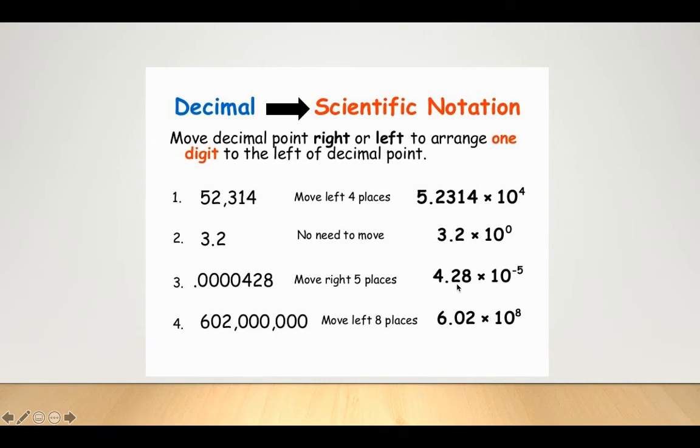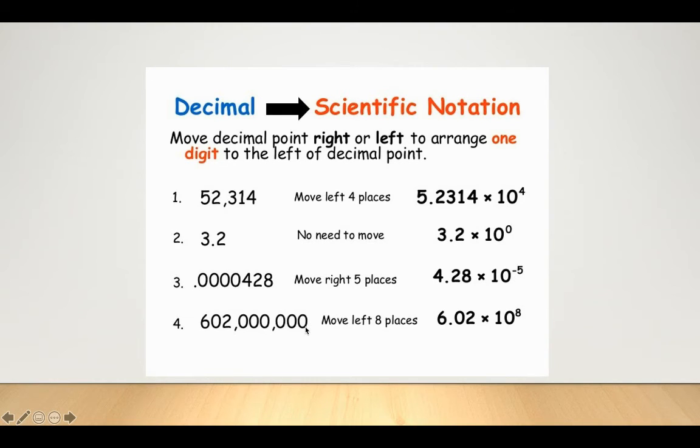This one, right, I have 4.28. Well, how many times do I have to move the decimal? 1, 2, 3, 4, 5 times, right? I need it behind the 4. Not in front, but behind. So that makes it 5. And this number is definitely smaller than 1. So I need this to be a negative 5 here because I want a smaller version of it. So I'm moving it negative 5 spots.